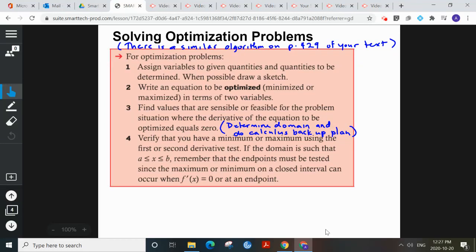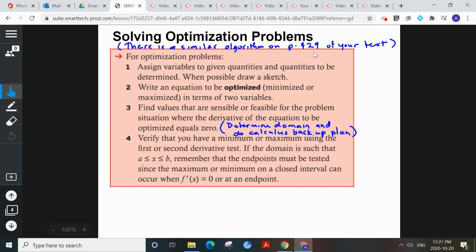Hello, everybody. We're going to continue our lesson on section 17C, optimization, and we're going to talk about some optimization problems. So often we get problem-solving, word problem kind of questions with optimization, and here's an algorithm that we can follow to help us. Just notice, this one's not from your textbook, but there is a similar one on page 429 of your textbook.